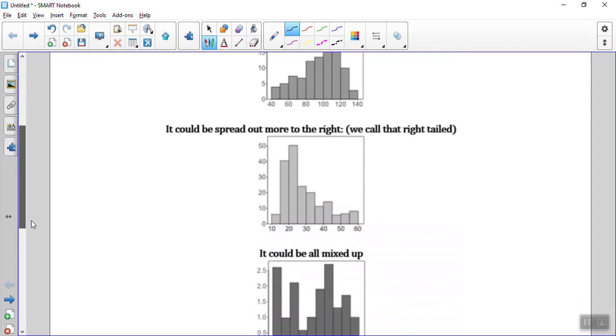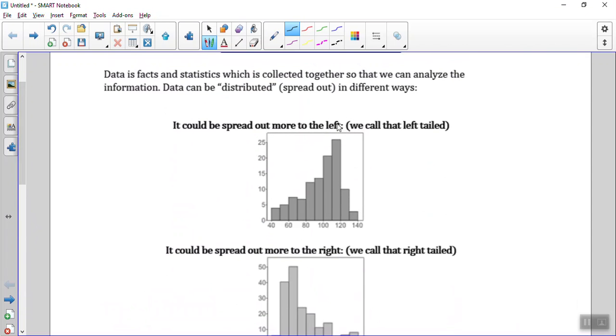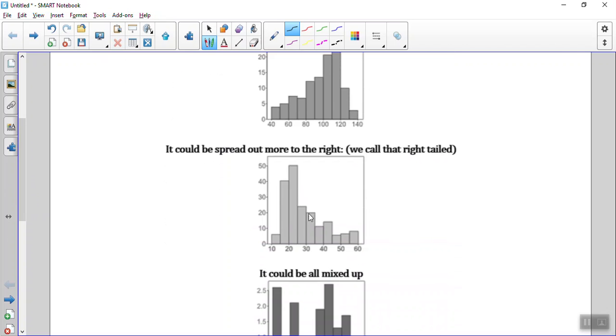Okay, so here are the 4 different ways we're going to look at. It could be spread out more on the left side, meaning that even though it looks like we have more data on this right side here, it's more spread out on the left side. We call this a left-tailed. It kind of gets spread out over here. Okay, looks like a little tail here. Or it could be right-tailed. Data could be spread out more on the right.